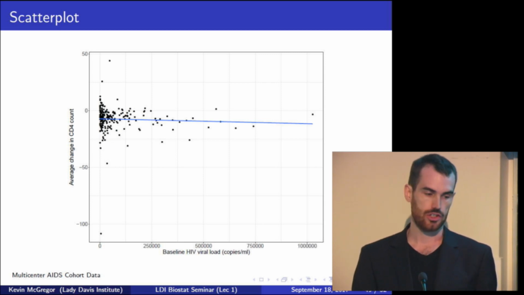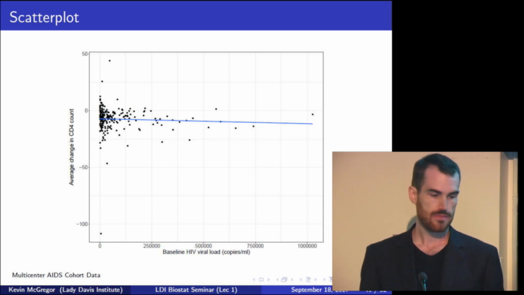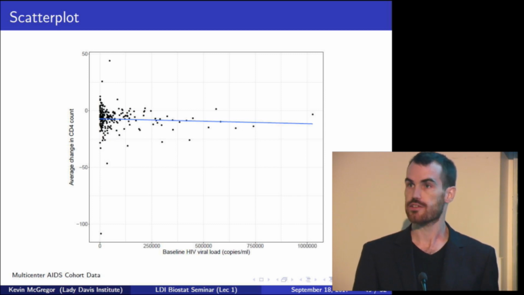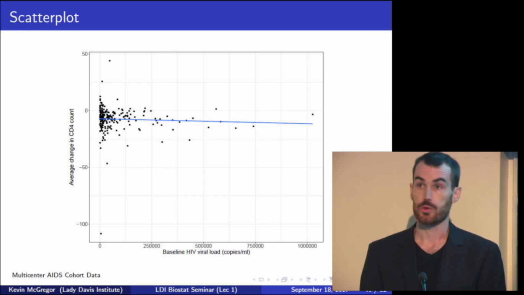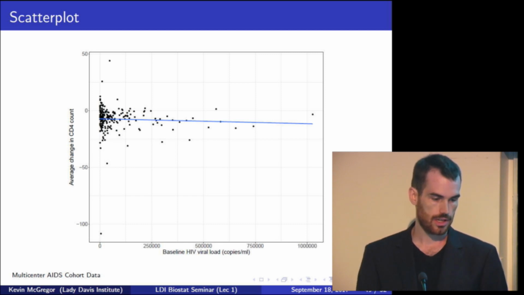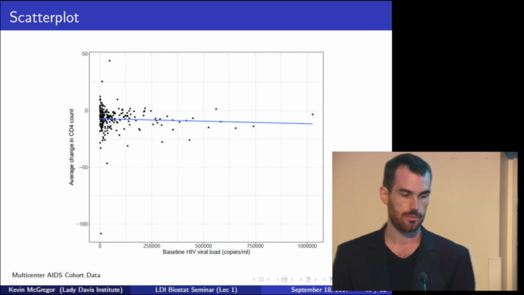And so one thing we can do in this case, and this is something that is used very often, is we can transform our variables. The most common one, and the one that you should all probably know, is the logarithmic transformation.